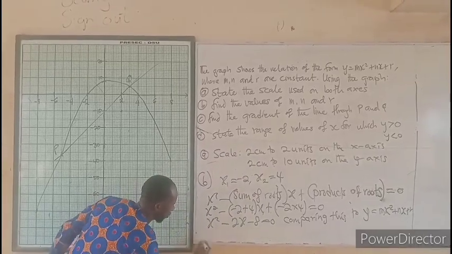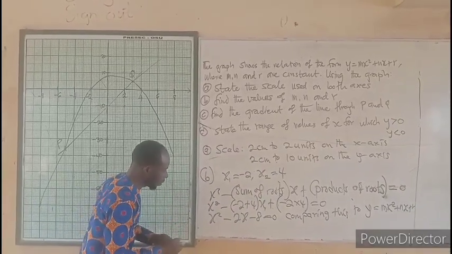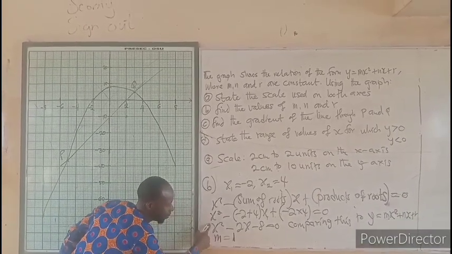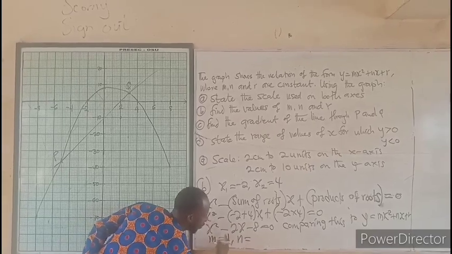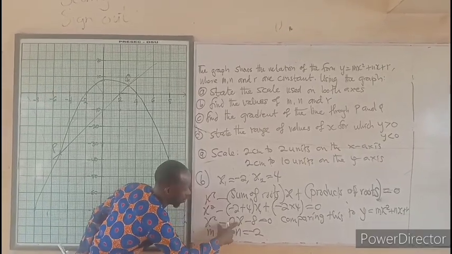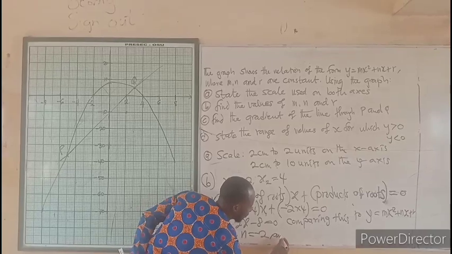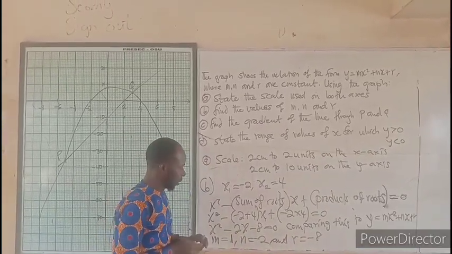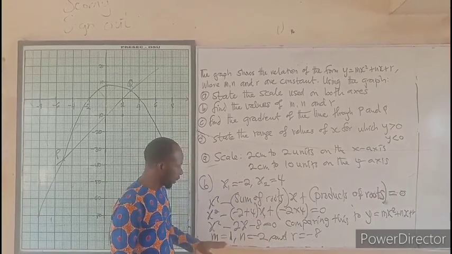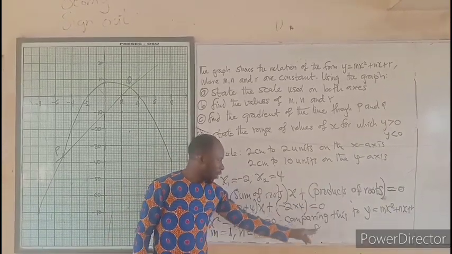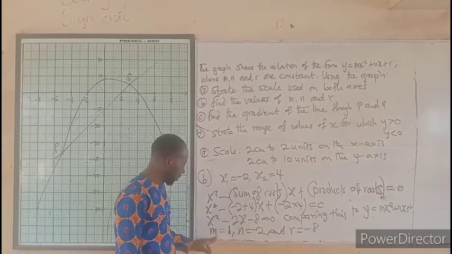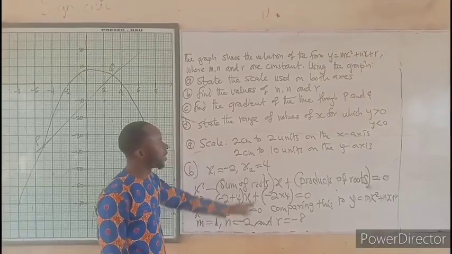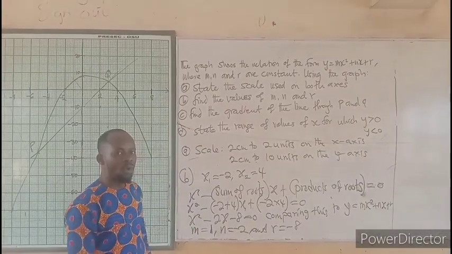Simply put, your m is going to be 1 as the coefficient of x squared. Your n is going to be minus 2 as the coefficient of x. Then your r is going to be minus 8. If you compare these two equations, you can see y will be equal to 0, m will be 1, n will be minus 2, then r will be negative 8 as the values.